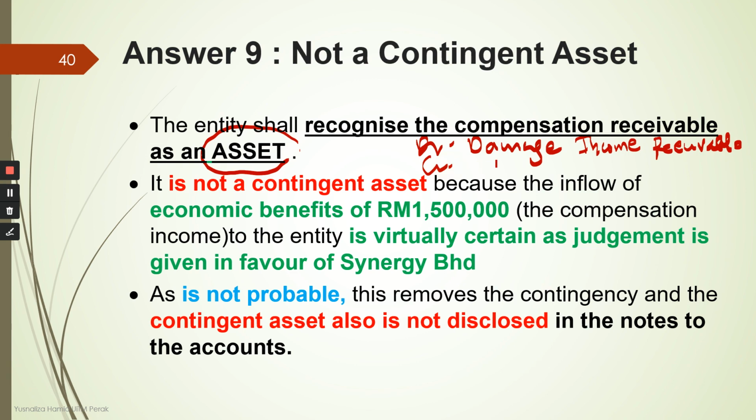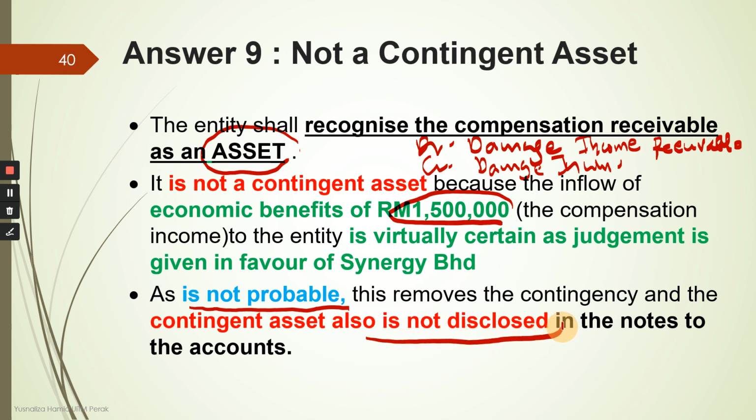You will debit the asset, and you will credit the income, damage income, and there is an increase in asset then, and that was 1.5 million, the compensation or damage income, and that will be recorded in the books of Synergy. Why is that not a contingency? As it is not probable, that will remove the contingency. Why not probable? That is virtually certain. And the contingent asset is also not disclosed.